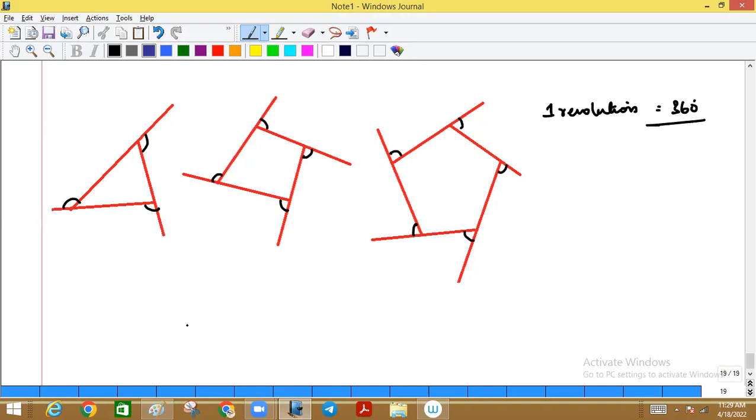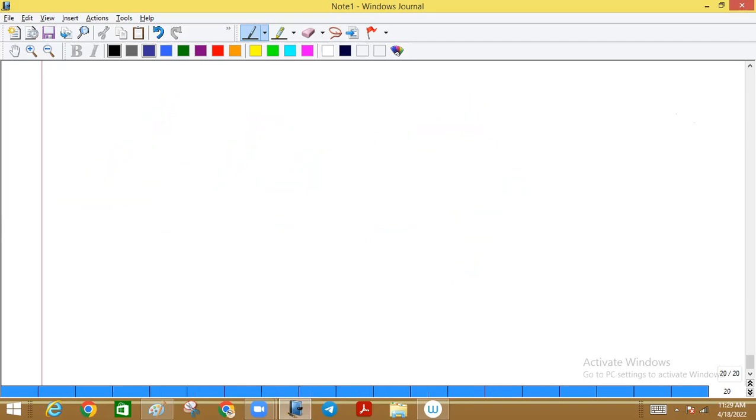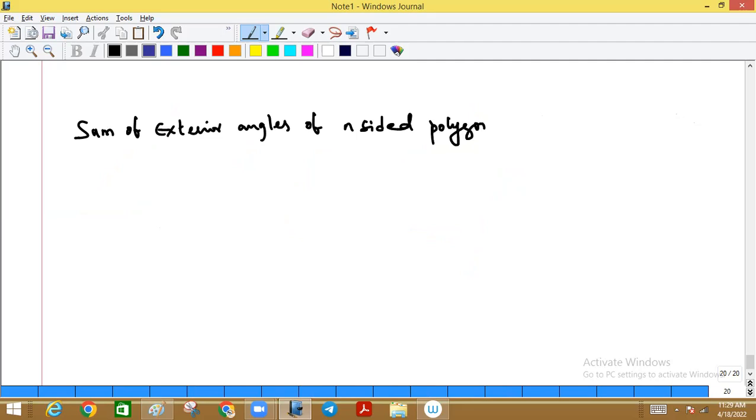It is 360. It doesn't matter whether it is 3-sided, 4-sided, 5 sides, or 6 sides. It is always how much? 360. Therefore, the sum of exterior angles of an n-sided polygon is 360.